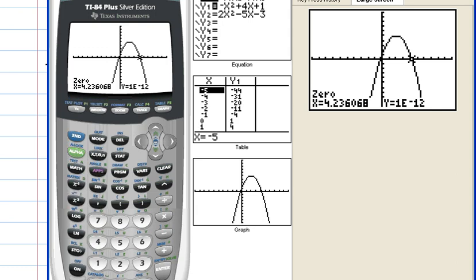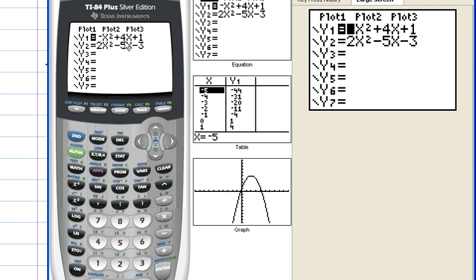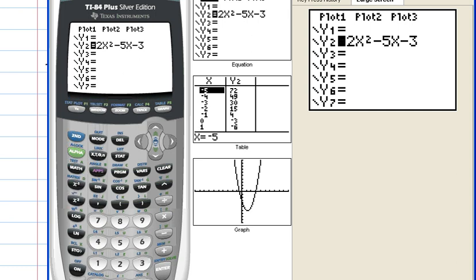Pull out your calculator, quit what you were doing, go to y equals, and if you want to clear that first one out, you can, and then type in the next equation, 2x squared minus 5x minus 3. Make sure you use this subtraction, not this little negative. You'll get an error otherwise.